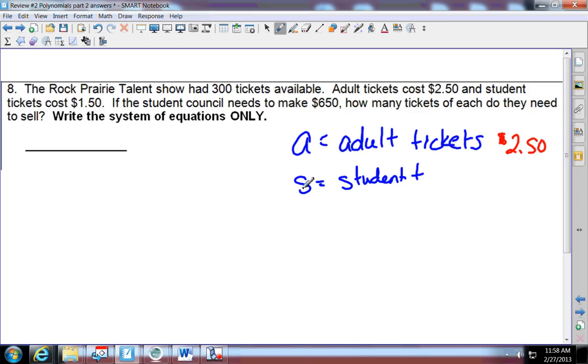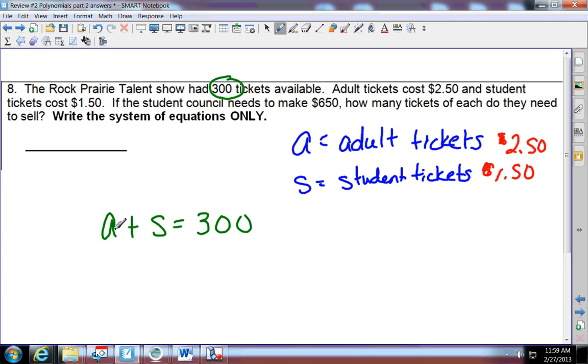No big deal. Here we go. S is student tickets. And that is $1.50. So we have the adult and the student. Now it says that there are 300 tickets that were sold. So I've got the adult plus the student equals 300.